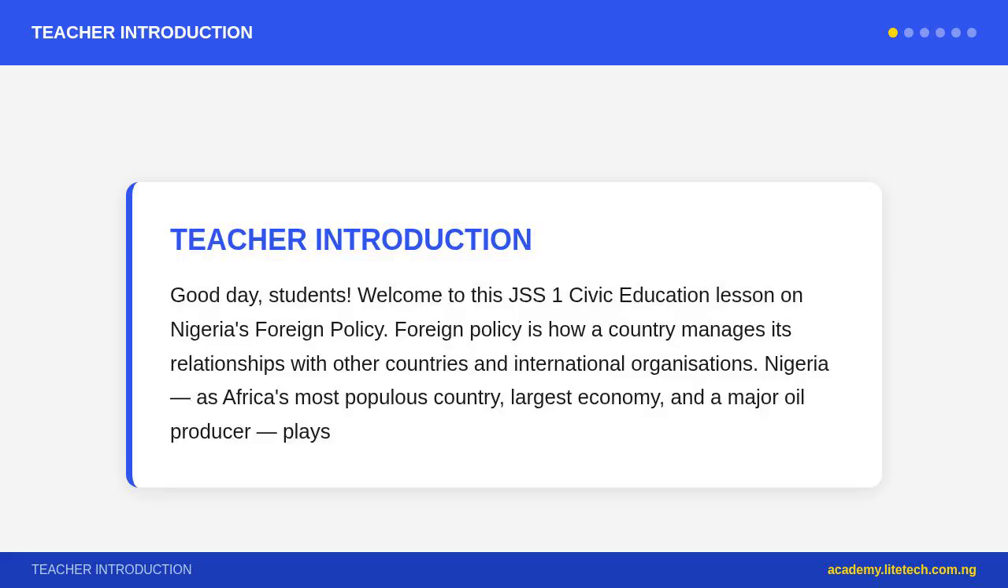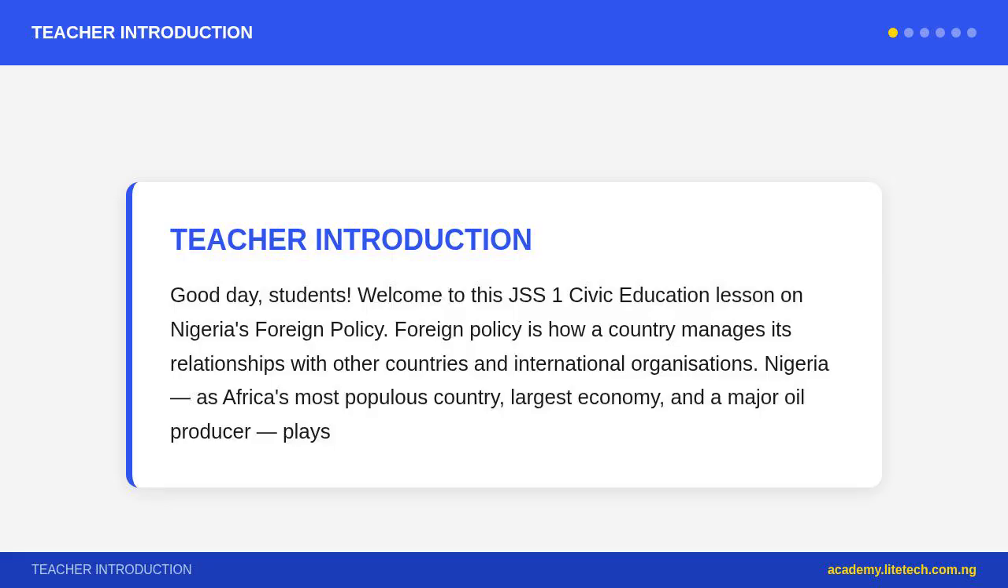By the end of this lesson, you will be able to define foreign policy and explain its importance, describe the 5 principles of Nigeria's foreign policy, identify major institutions that manage Nigeria's foreign relations, describe Nigeria's role in African affairs and key international organizations, and explain the relationship between foreign policy and domestic interest. Let us begin. What is foreign policy?